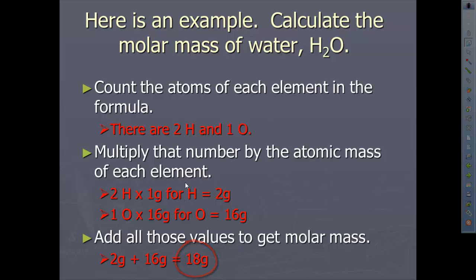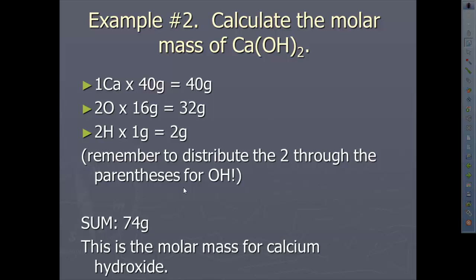Now the molar mass is different for every compound, as you might imagine, because the formula for every compound is different. Let's look at this next one. This is calcium hydroxide. In this compound, I have 1 calcium. Remember, the 2 outside the parentheses distributes through the parentheses, so I have 2 oxygens and 2 hydrogens. Go to the periodic table. You'll find the atomic mass of calcium is 40 grams, oxygen is 16 grams, and hydrogen is 1 gram. Those are the same numbers we used in the water example before.